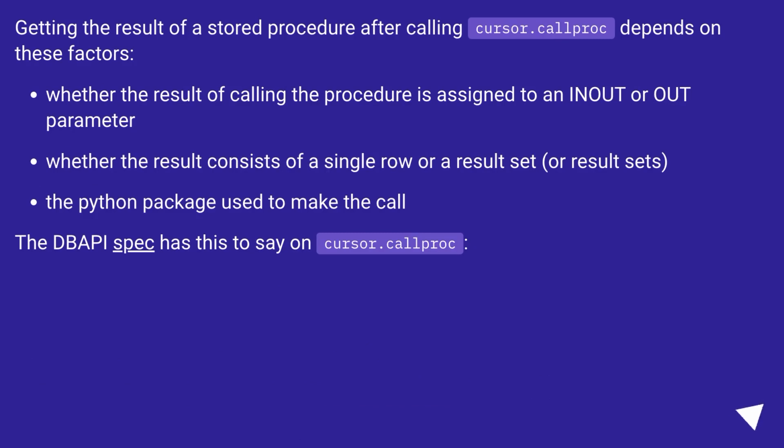Getting the result of a stored procedure after calling cursor.callproc depends on these factors: whether the result of calling the procedure is assigned to an in-out or out parameter, whether the result consists of a single row or a result set, or result sets, and the Python package used to make the call. The DBAPI spec has this to say on cursor.callproc.